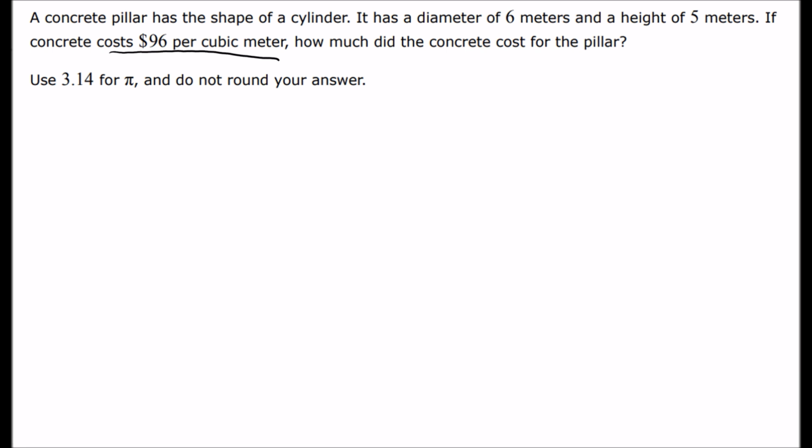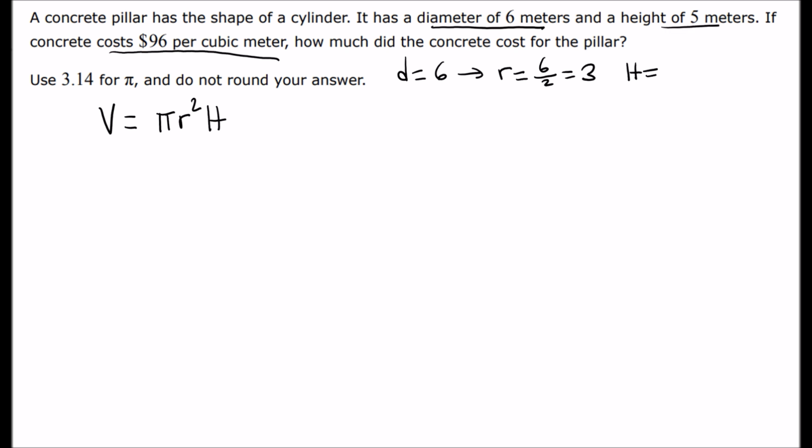Okay, so we know the volume is V equals pi r squared h, right? And we have the diameter is 6, so if the diameter is 6, that means that the radius has to be 6 divided by 2, which is 3. And we know that the height is 5. Okay, and they said that the cost is $96 per cubic meter. We'll get to that in a second.